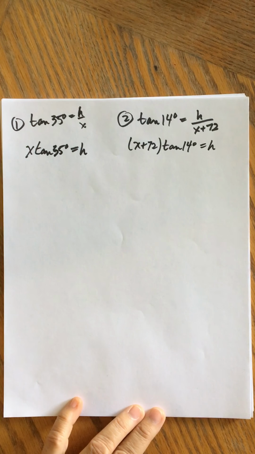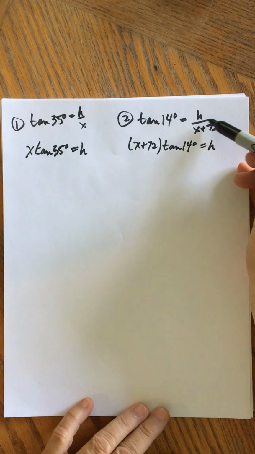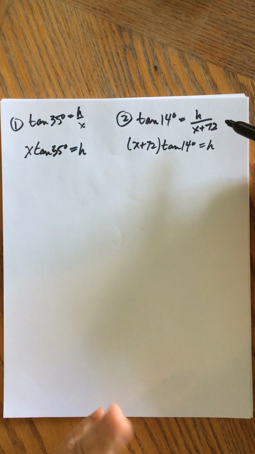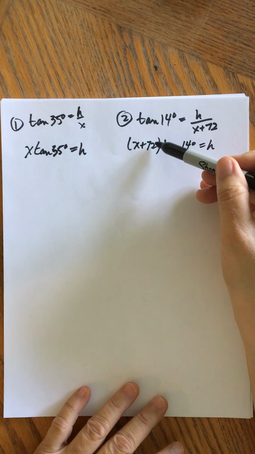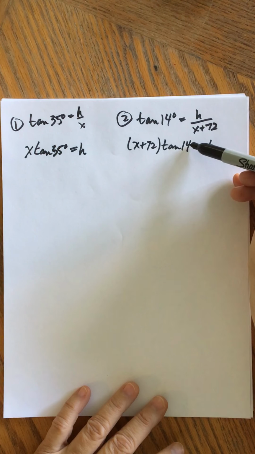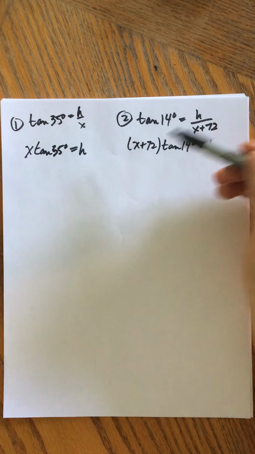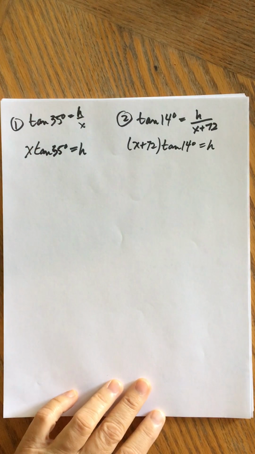Now I put some emphasis on this quantity here. To undo the x plus 72, since it's dividing h, I'm going to multiply both sides of the equation by x plus 72. But you have to have parentheses, because if you don't, you're saying only the 72 affects the tangent 14, and you don't mean to say that. You mean to say both terms do. It makes a big difference when you distribute. Okay, so make sure you include those parentheses.